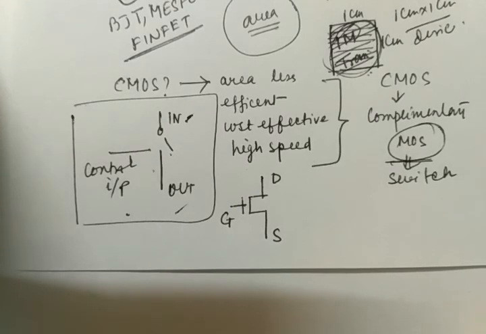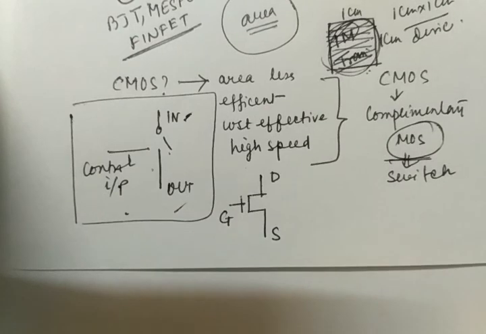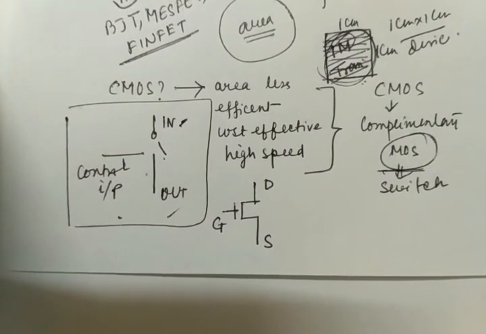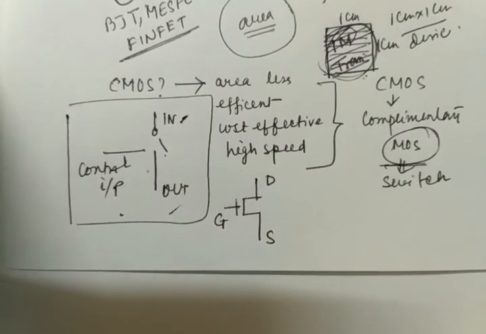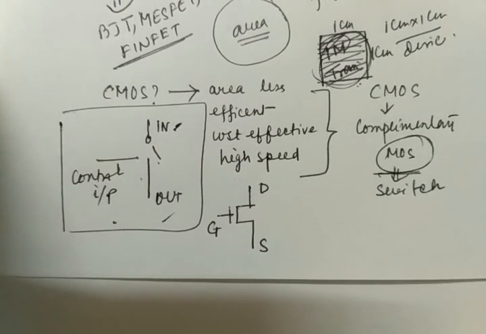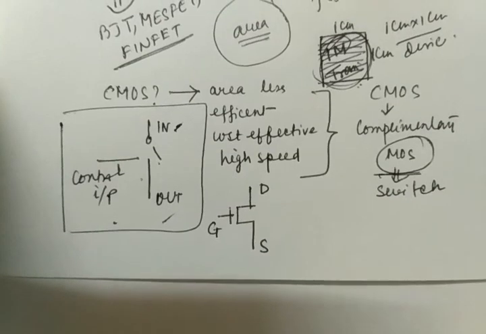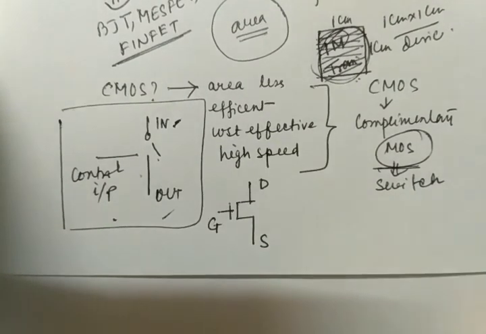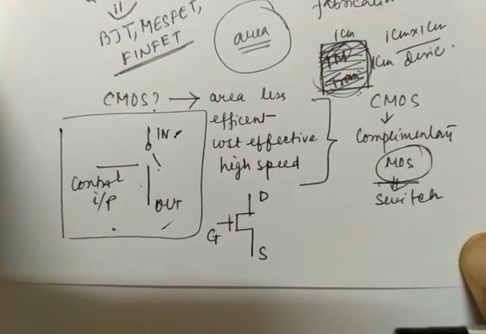And to discuss in detail, we must know the MOSFET, PMOS and NMOS very well. PMOS means P-channel MOSFET and NMOS means N-channel MOSFET. You should know that.